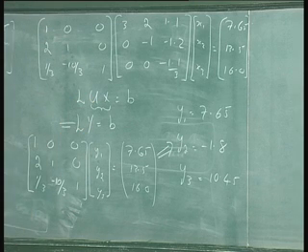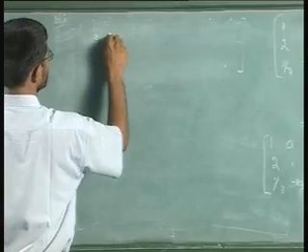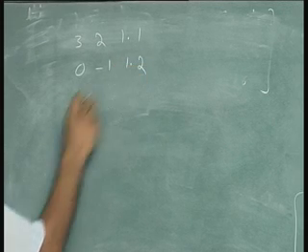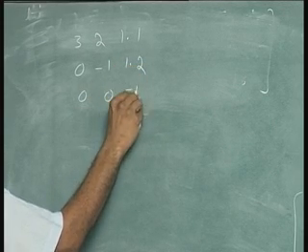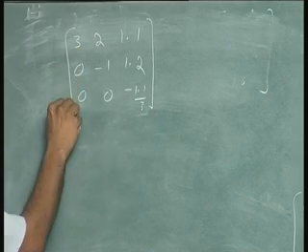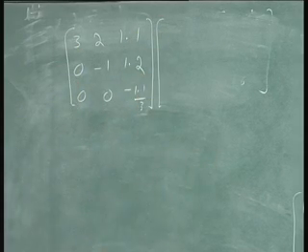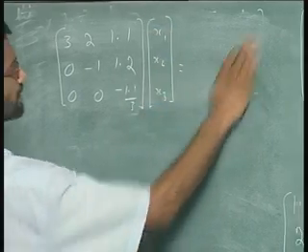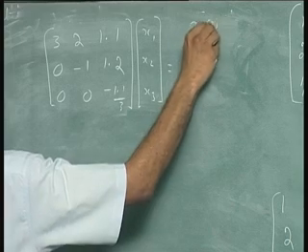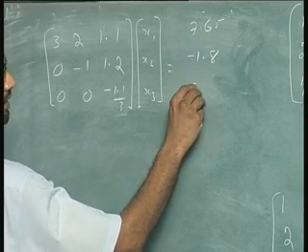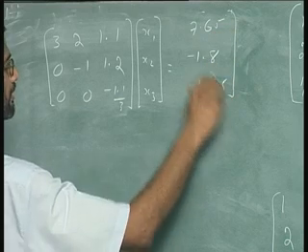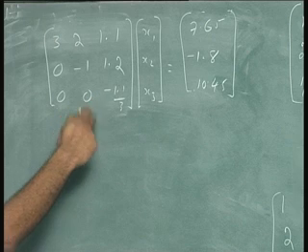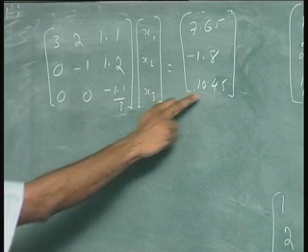So I'll do that. My U matrix being 3 2 1.1, and 0 minus 1 1.2, and 0 0 minus 1.1/3. Then I have x1 x2 x3, which is the solution which I want to find, and the right hand side would be now 7.65, minus 1.8, and 10.45. That's what you would have. Now we have to do back substitution here. So we have to do first x3, so minus 1.1/3 x3 equal to 10.45.